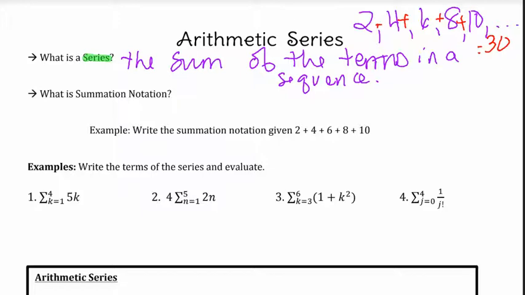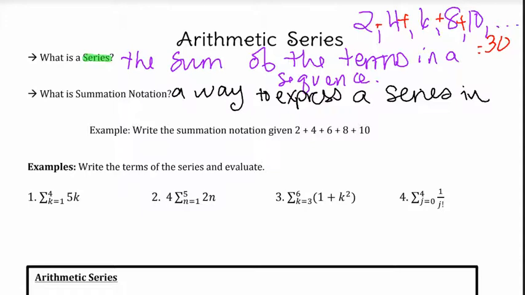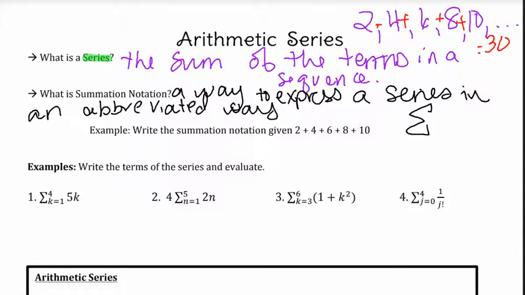And so the first thing is what's called summation notation. Summation notation is a way to express a series in an abbreviated way. And it uses this Greek symbol sigma, which is down below. It's a funny looking S creature, however you want to draw it. It looks something like that.